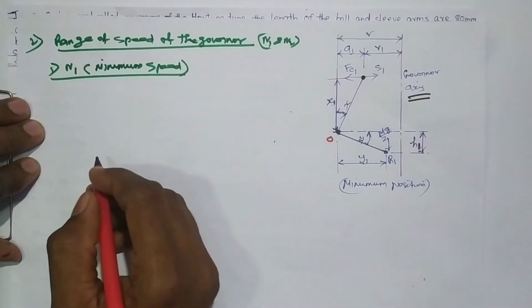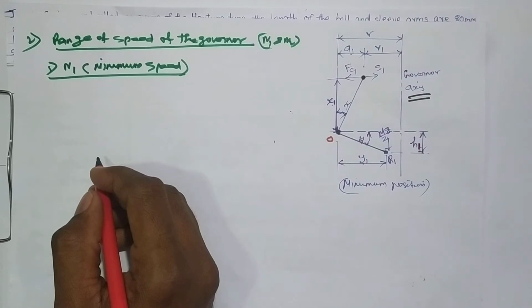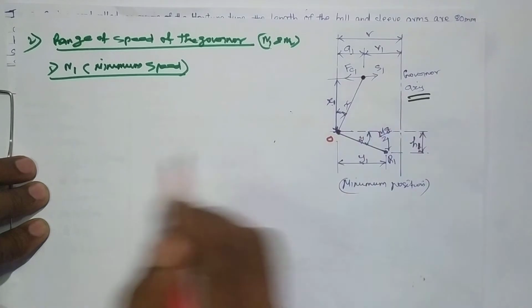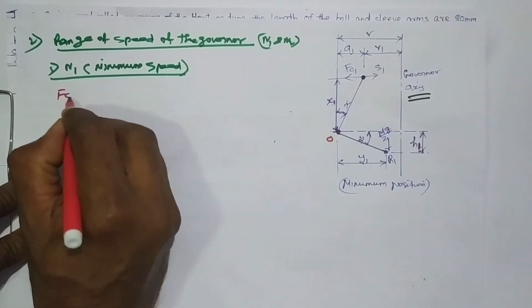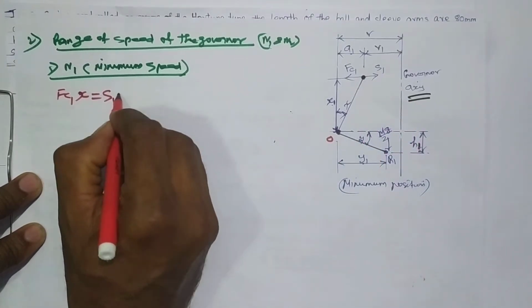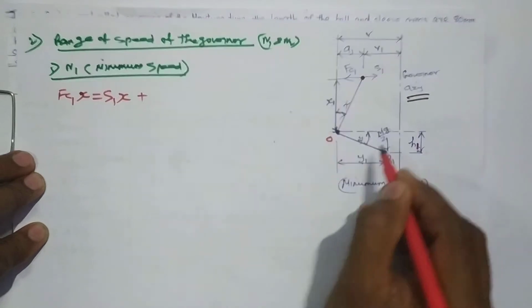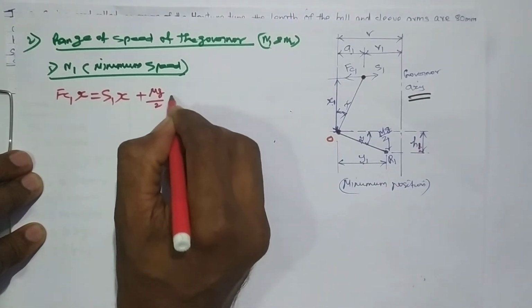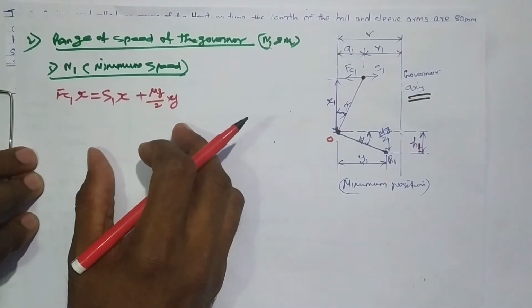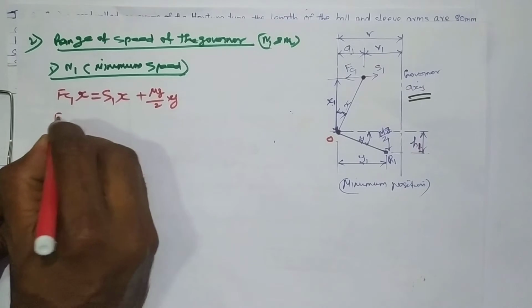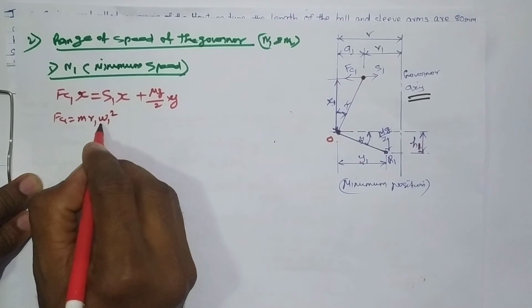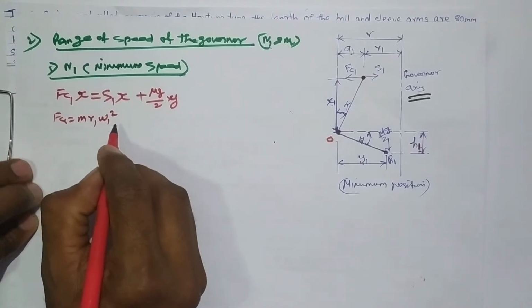So how do you find out n1? You should take the moment about a particular point. So take the moment about the O point. So Fc1 into x is equal to S1 into x plus mg divided by 2 into y. So now you find out the n value from this equation. You know that Fc1 equal to m r1 omega1 square. From omega1 square you have to find out n1, right?